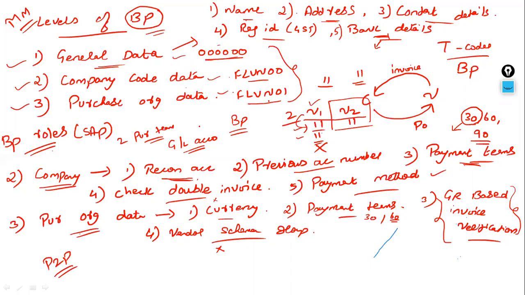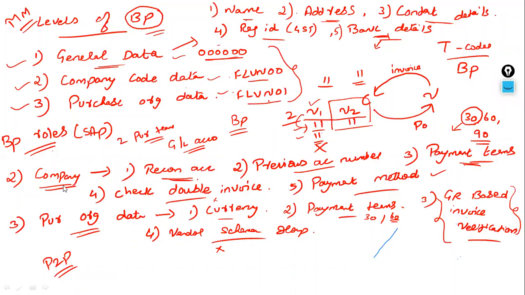Okay, please explain purchasing organization data. In this purchase organization data, the currency is very important, because think that you have a company and you have 2 purchase organizations.